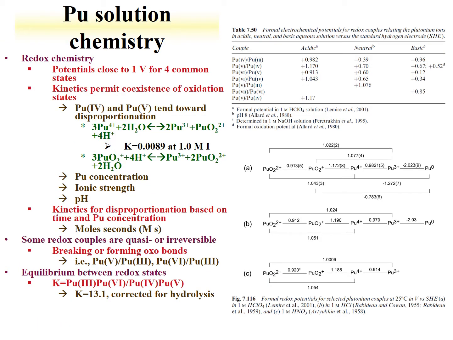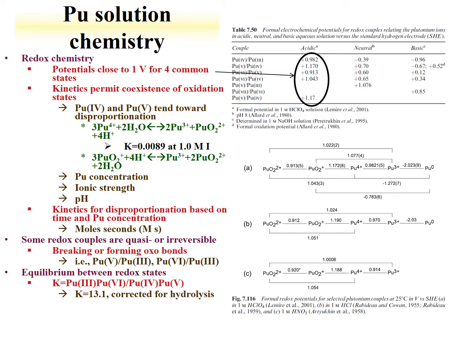One of the more interesting aspects of plutonium solution chemistry is the number of redox states that can be in solution at the same time. The oxidation potentials are close. They're all about a volt for the 4 common oxidation states. So these are shown here: plutonium 3, 4, 5, and 6. In the acidic system, you see the potential is all about a volt. This permits coexistence of oxidation states.